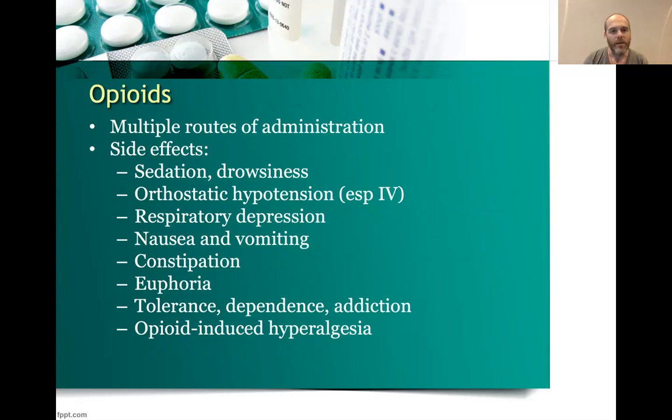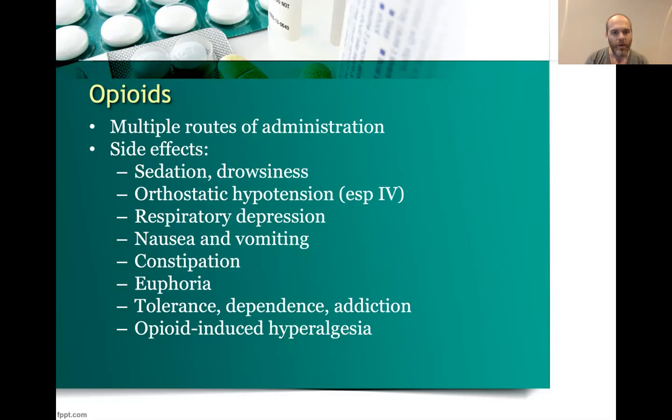There are multiple routes of administration for opioids. The most common side effects are always going to be drowsiness and sedation, orthostatic hypotension, and almost always respiratory depression, because there are receptors in your brain for opioids, and this does depress the respiratory center of the midbrain. So your breathing rate and depth is depressed a little bit.